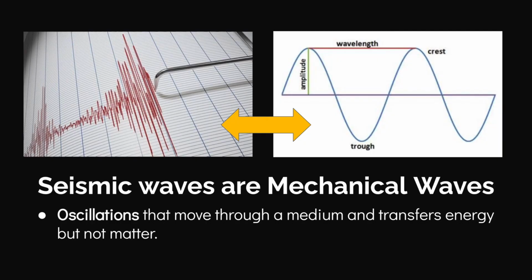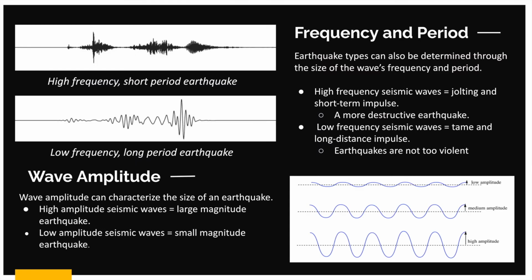We also wanted to touch on the fact that seismic waves are mechanical waves. They are oscillations that move through a medium and transfer energy but not matter. So just like any oscillations, they will have frequencies and periods that can determine each earthquake type. High-frequency seismic waves indicate a jolting and short-term impulse produced from more destructive earthquakes. But low-frequency seismic waves indicate a tame and long-distance impulse, and they are usually produced from a smaller earthquake.